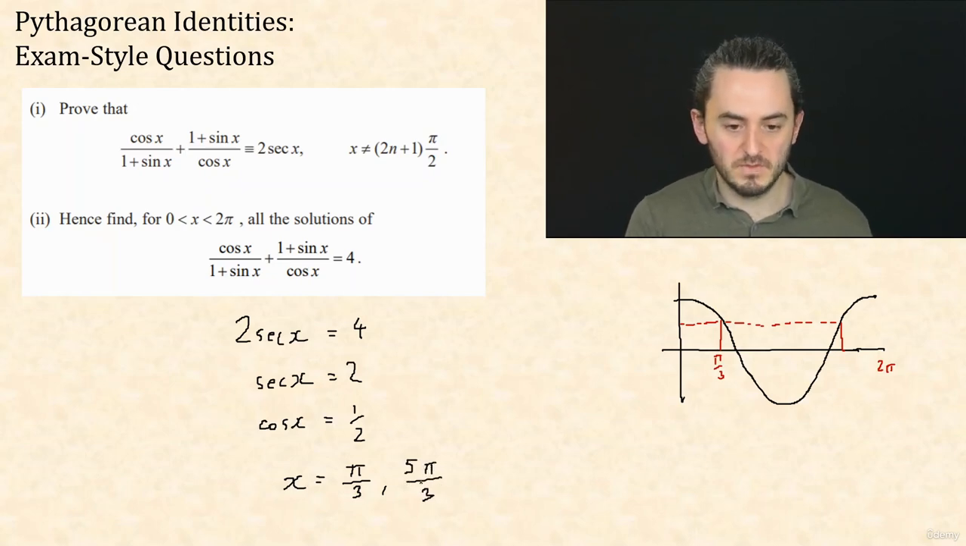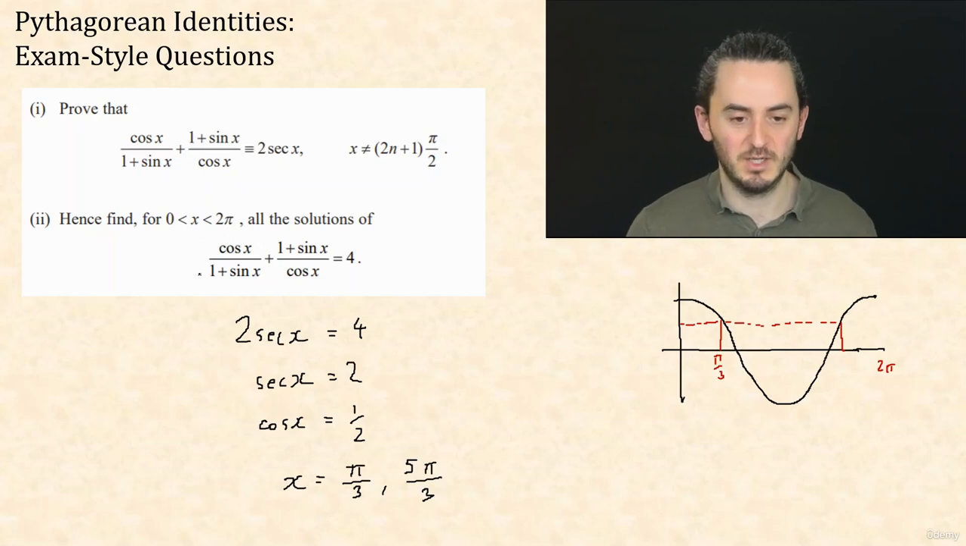All right, so that's both of these in the range. Yeah, they're both between 0 and 2 pi, so those are the solutions to that equation.